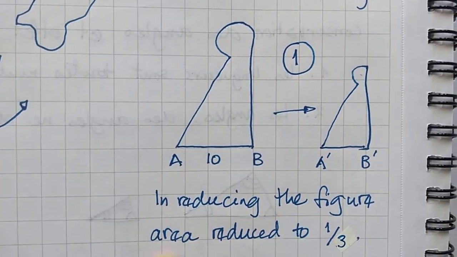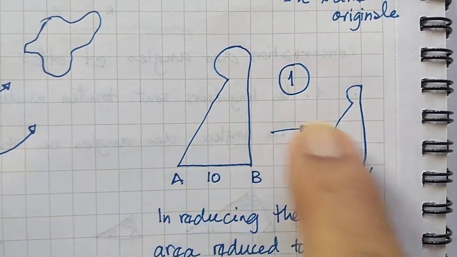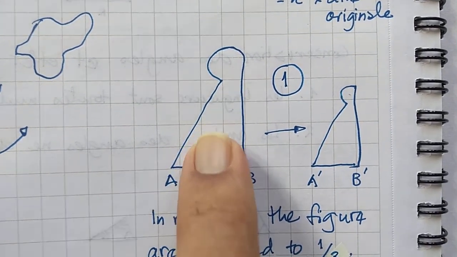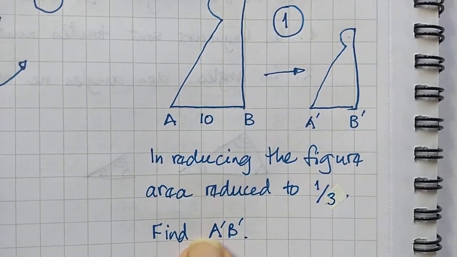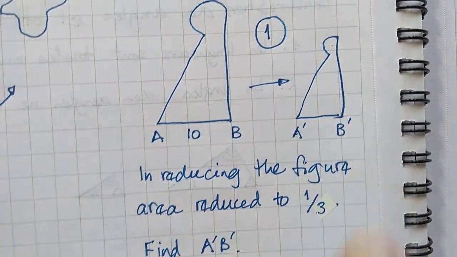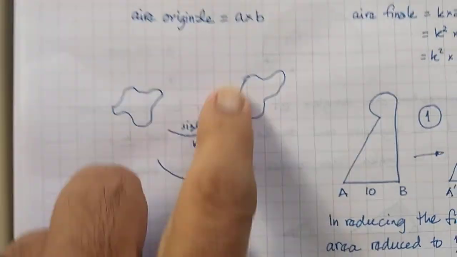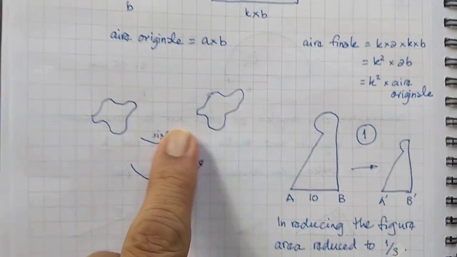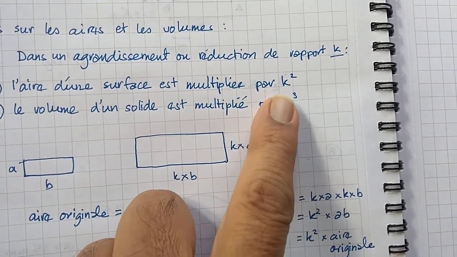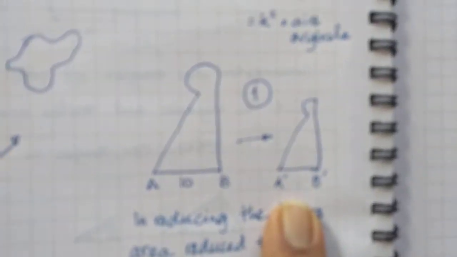In reducing the figure, the area has got reduced to 1/3. So whatever is the area of this, the area of this is 1/3 the area of that. My question is, find A dash B dash. Find the length of this. Think about this. You have to use this information, or basically, l'aire d'une surface est multipliée par k carré. So I want you to find out A dash B dash.